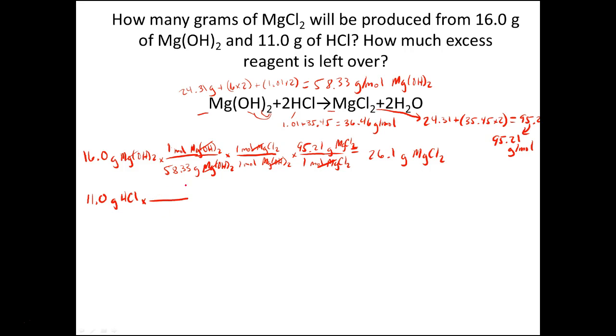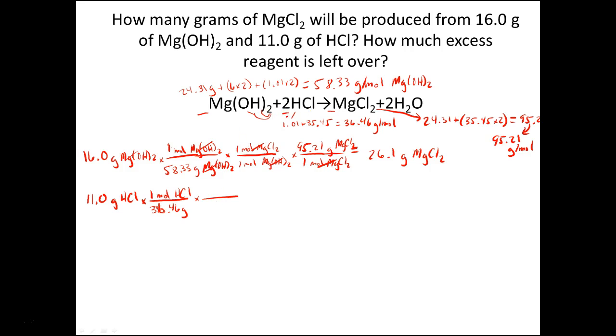And so we need to convert again to the same thing like we just did, but we need a different molar mass down here. We need our 36.46 grams in 1 mole of our hydrochloric acid. And then we're going to convert again using these coefficients.